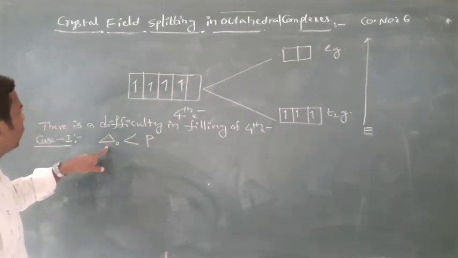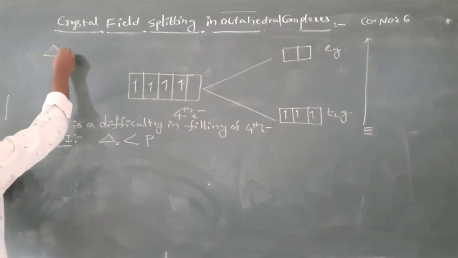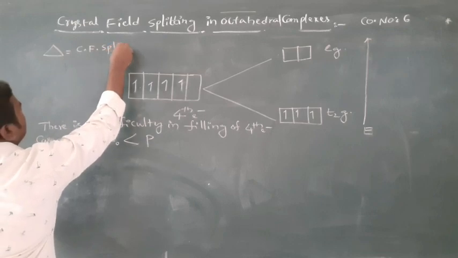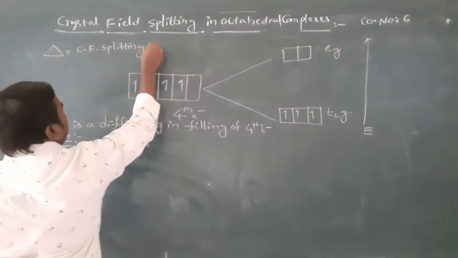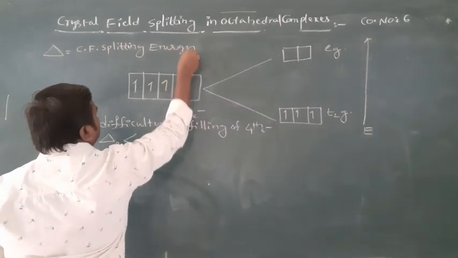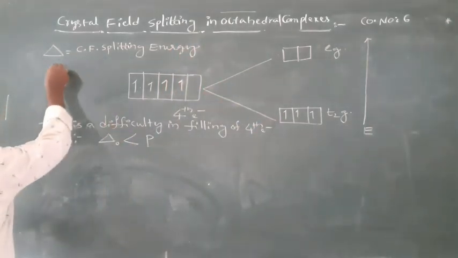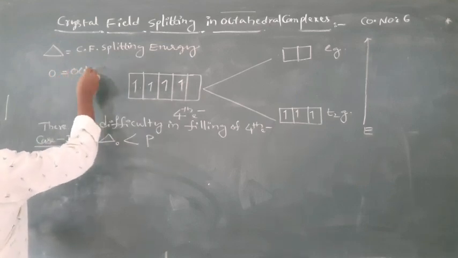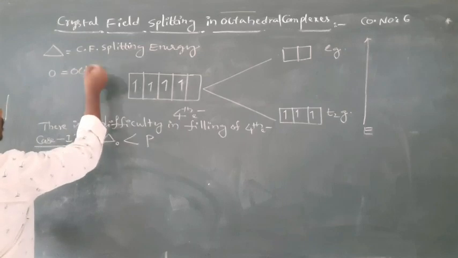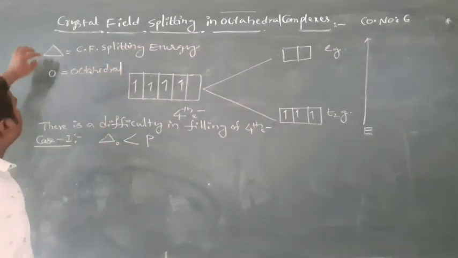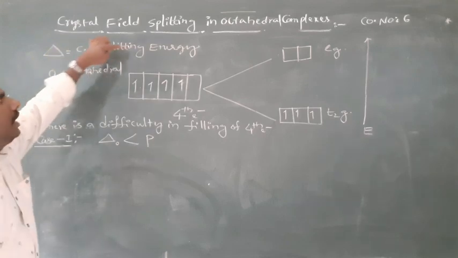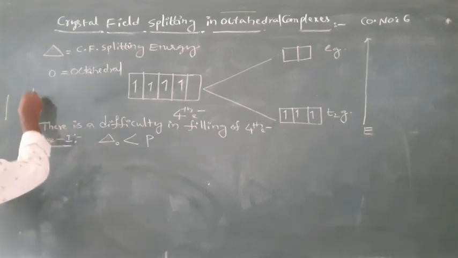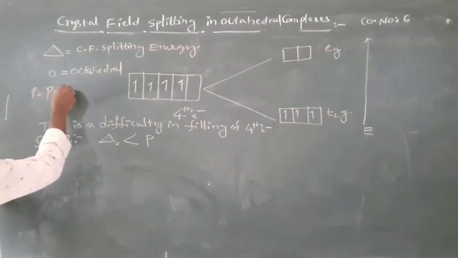Splitting energy here is indicated by delta naught. Delta indicates crystal field splitting energy. Remember delta. Naught indicates octahedral complex. Delta naught indicates crystal field splitting energy in an octahedral complex. P indicates pairing energy.